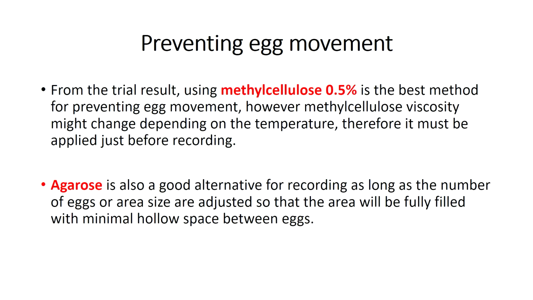The conclusion of our trial result is that using methylcellulose at 0.5% is the best method for preventing egg movement. However, methylcellulose viscosity might change depending on the temperature. Therefore, it must be applied just before the recording process. And agarose is also a good alternative for recording as long as the number of eggs or area size are adjusted so that the area will be fully filled with minimal hollow space between the eggs, and it will prevent egg movement because they are tightly packed.